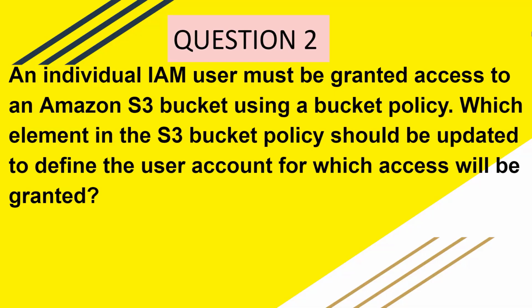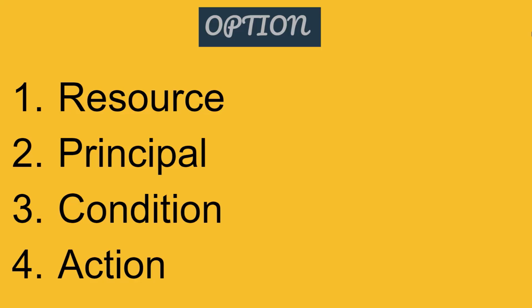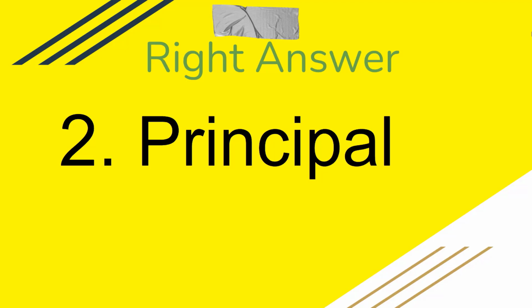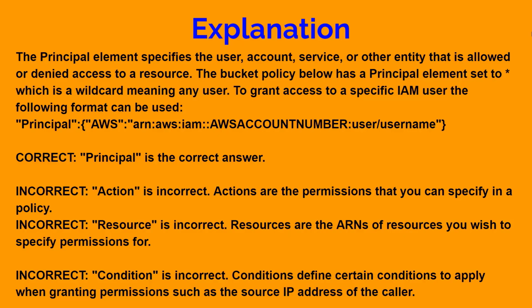Question 2. An individual IAM user must be granted access to an Amazon S3 bucket using a bucket policy. Which element in the S3 bucket policy should be updated to define the user account for which access will be granted? Option 1. Resource. 2. Principal. 3. Condition. 4. Action. Right answer. 2. Principal.